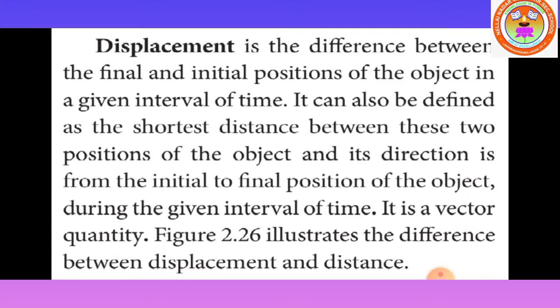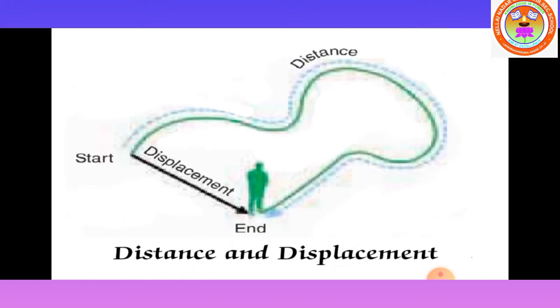Okay, so it is a vector quantity. The distance is a scalar quantity. The displacement is always a vector quantity. The displacement means it is the difference between the final and the initial position. In other words, it is the shortest distance between these two positions. So here the direction is always from the initial position to the final position.